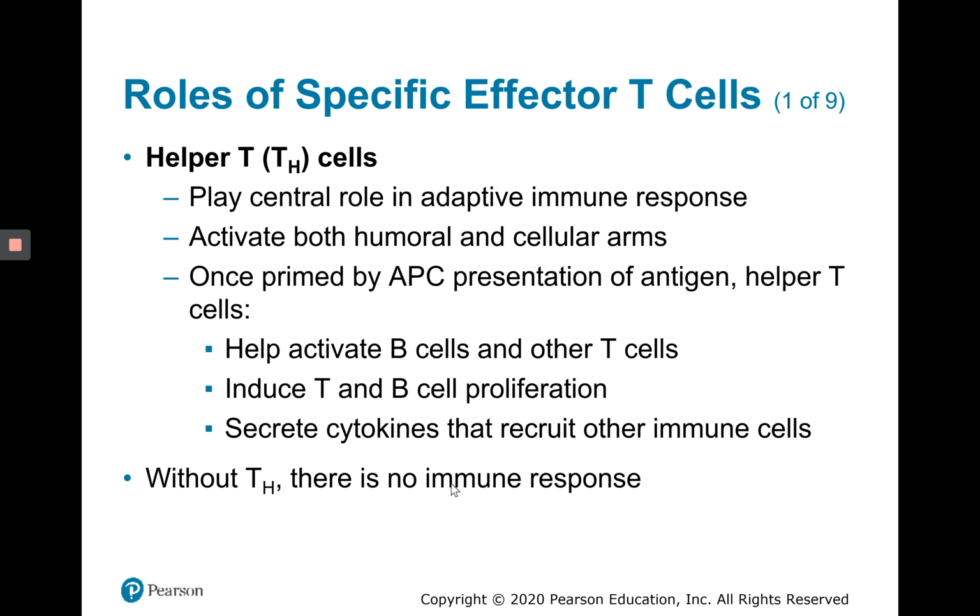Next, we're going to look specifically at the roles of the effector T cells. So we'll be looking at the T helper cells, T regulatory cells, and T cytotoxic cells. First, let's look at the helper T cell, which plays a central role in the adaptive immune response and is essentially able to direct both the humoral and cellular arms, because once primed by an antigen-presenting cell, by the presentation of a foreign antigen, the helper T cell will be able to help activate B cells, other T cells, induce T and B cell proliferation, and secrete cytokines that recruit other immune cells. So essentially, the helper T cell is the director of the adaptive defense. So without the T helper cell, there's no immune response.